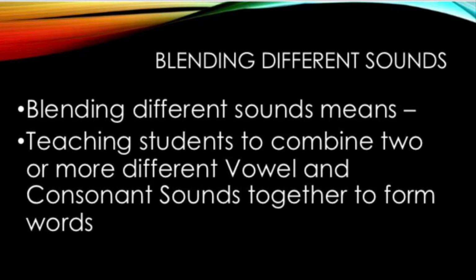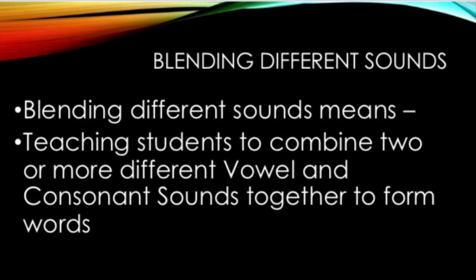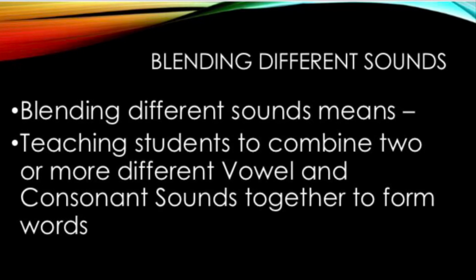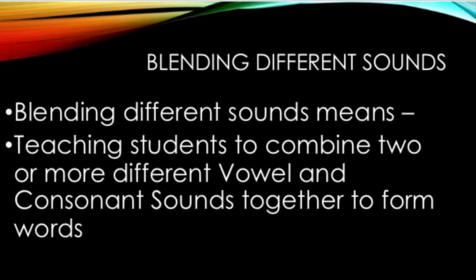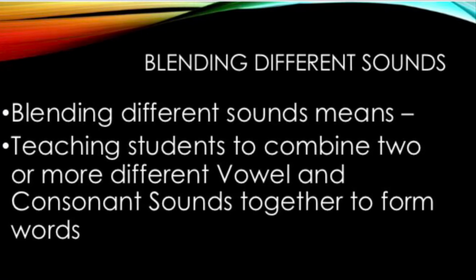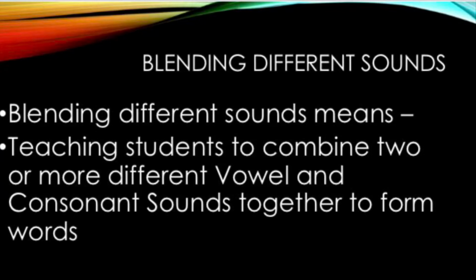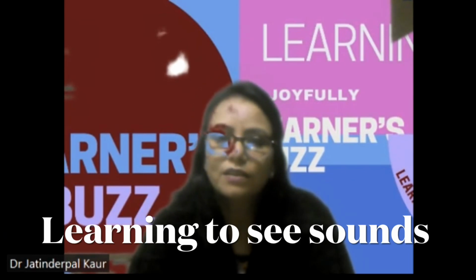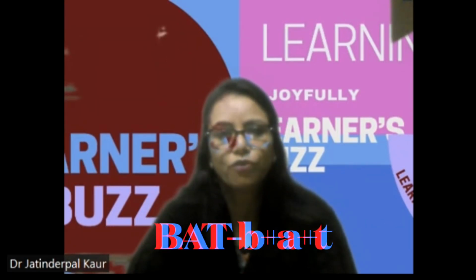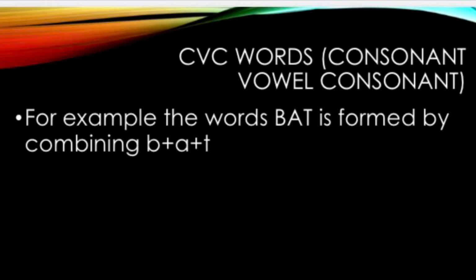Step 3 involves blending different sounds together. Now what does this mean? This means teaching students to combine two or more vowel and consonant sounds together and make different words. Students should be made to see a word on paper and then produce the sound aloud in order to form words. For example, the word bat is a combination of b consonant sound, a vowel sound and t.